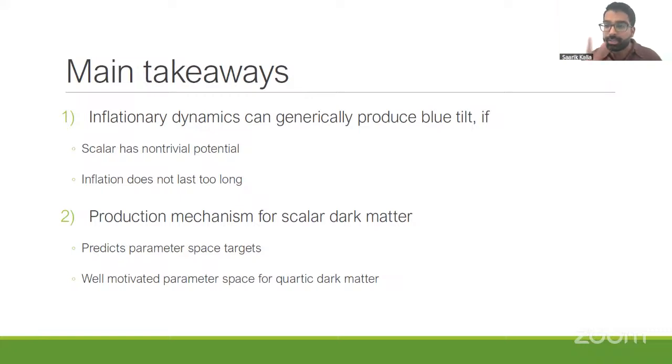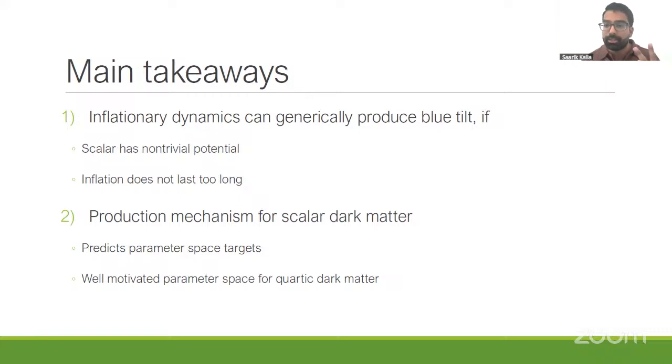There are two conditions you basically need to satisfy in order to get this. One is that the scalar field should have some non-trivial potential. And actually, the particular potential is not super important. There's a fairly wide class of potentials that this can work for, so you're not restricted to any one potential. And then the second condition is that inflation shouldn't last too long. We'll see that that's an important one as well. So if you have those conditions, then actually you can get this blue tilt fairly generically.